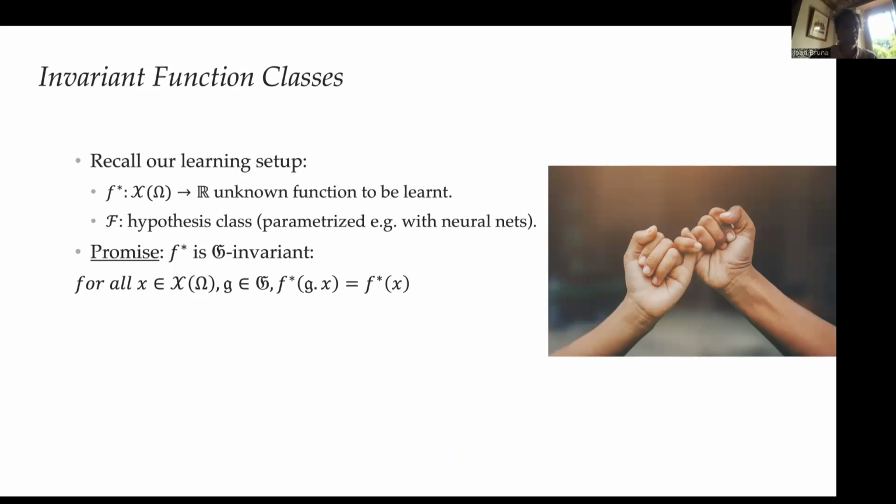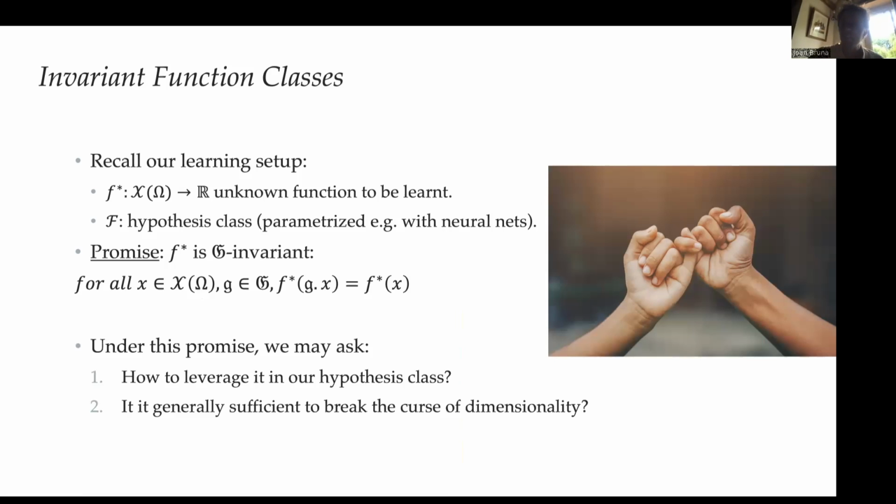So there are two natural questions. First, how can we now leverage this assumption in our hypothesis class? Can we do better now that we know this extra information? And obviously, even if we can do better, can we do good enough so that we can break the curse of dimensionality, the major issue that we had, where any kind of quantitative guarantee was always very hard to get in high dimensions? Okay, so is this clear?